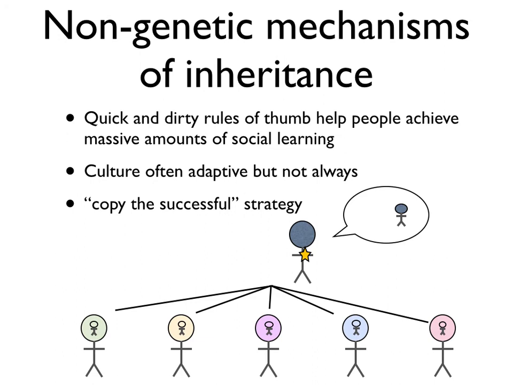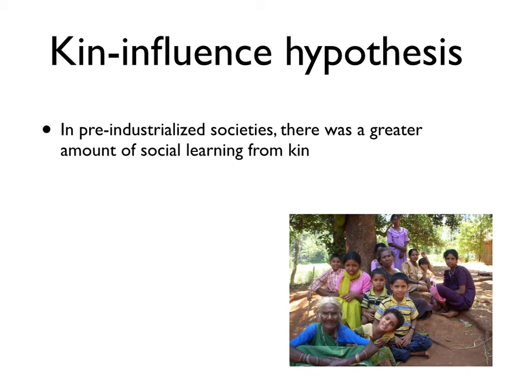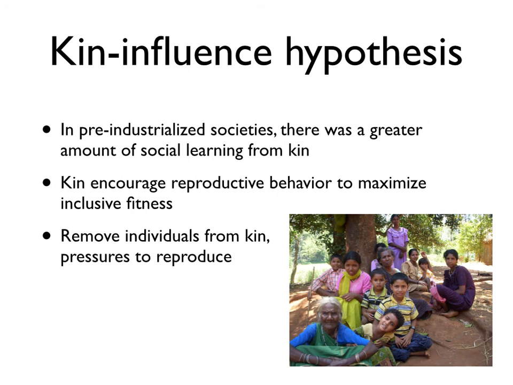Another confounding factor of modern cultural transmission is that in pre-industrialized societies, there is a greater amount of social learning from kin. People spent a lot more time around kin. Kin encourage reproductive behavior to maximize their inclusive fitness. And if you've ever had a parent say to you, when are you getting married? When are you giving me grandkids? Or maybe you nag your own children, when am I getting grandkids? You know what I'm talking about. So what's happened in industrialized societies is that individuals are removed from kin. We don't spend as much time around kin, so maybe these pressures, these cues that we would have gotten from them have been removed also.